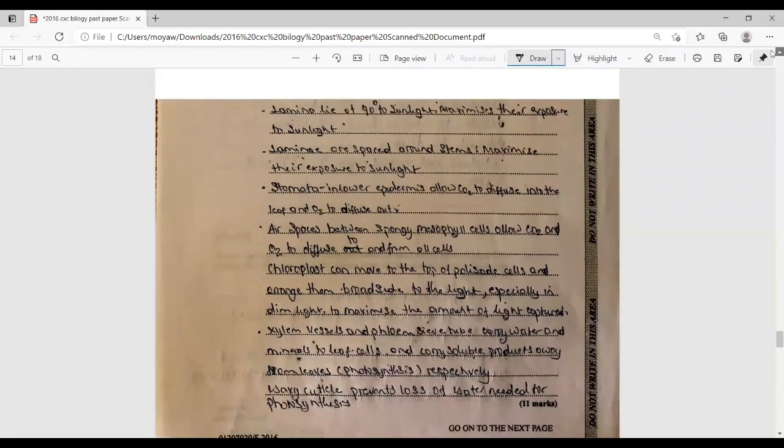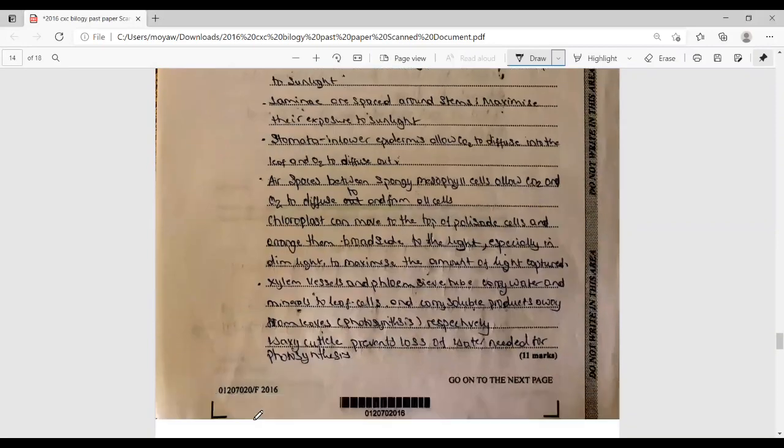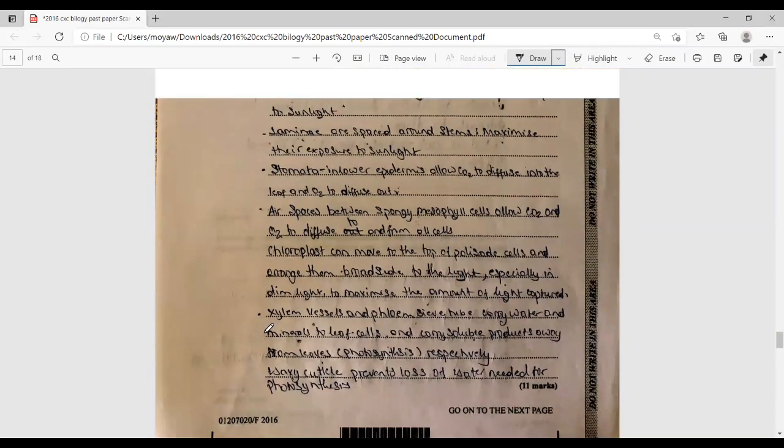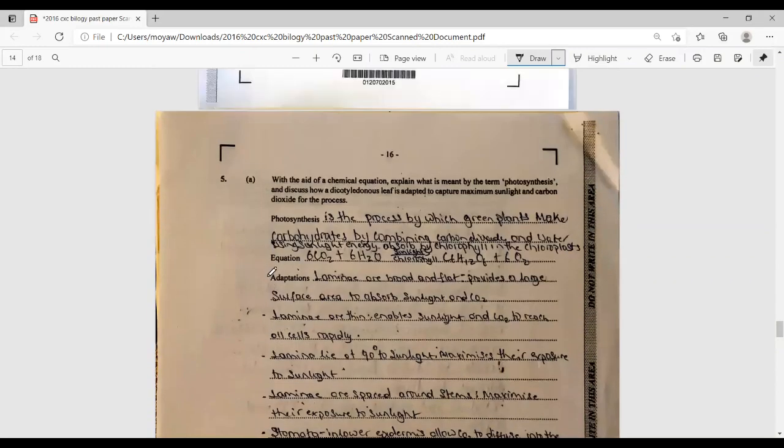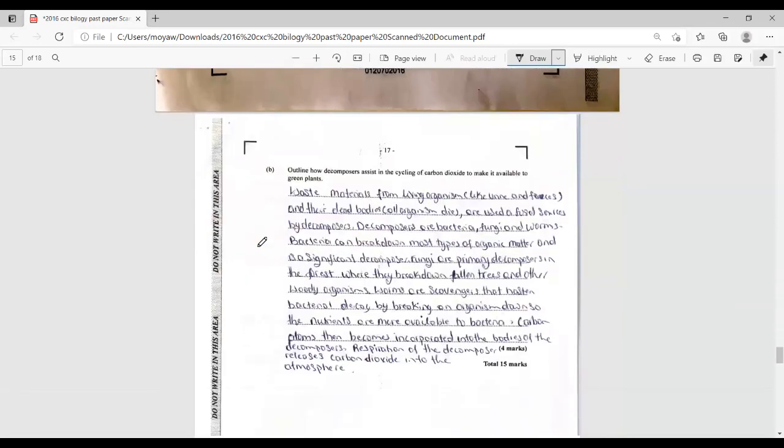So I have 1, 2, 3, 4, 5, 6, 7, 8, 9 adaptations. So that's 9 marks plus 1 for the equation, that's 10, and 1 for the definition, that's 11. So that's how you get your 11 marks.